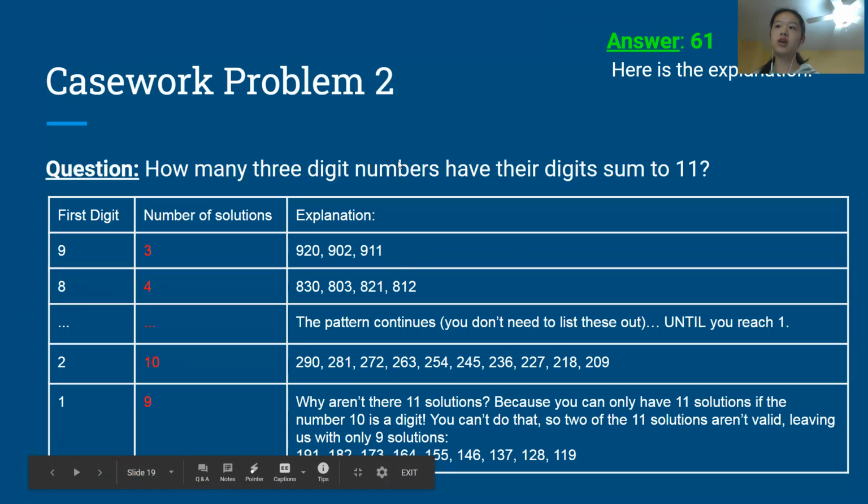So casework would definitely make this problem easier, but you need to be careful about it. A good strategy would be to list out the first couple of solutions and notice a pattern, and list out the last couple of solutions just to make sure the pattern stays throughout the whole problem. Otherwise, you might be off by a couple of numbers because the pattern just broke at the last minute.